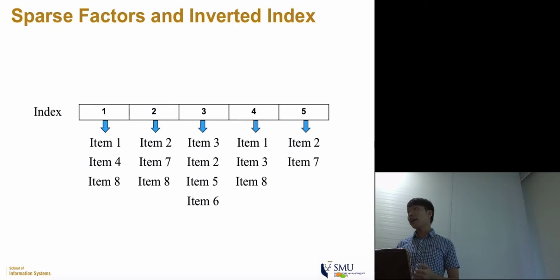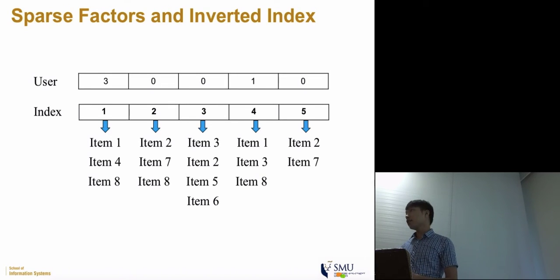So now, if you have a user vector at the retrieval phase, let's say the user vector is 3, 0, 0, 1, 0. You can see that the 0 value here doesn't affect the inner product between the user vector and the item vector, because 0 multiplied by any value is 0. So this zero value doesn't affect the inner product between user and item.